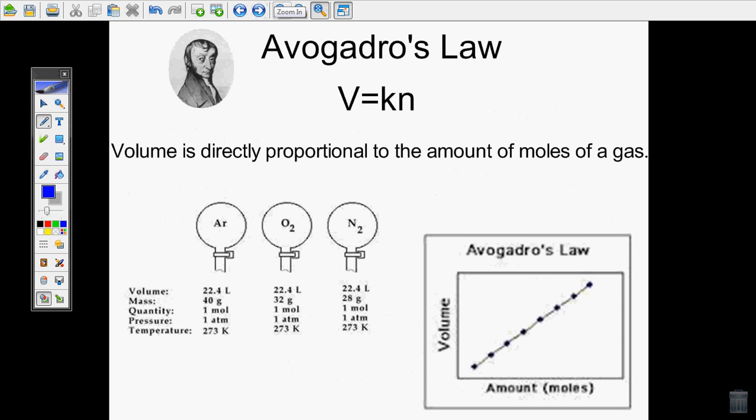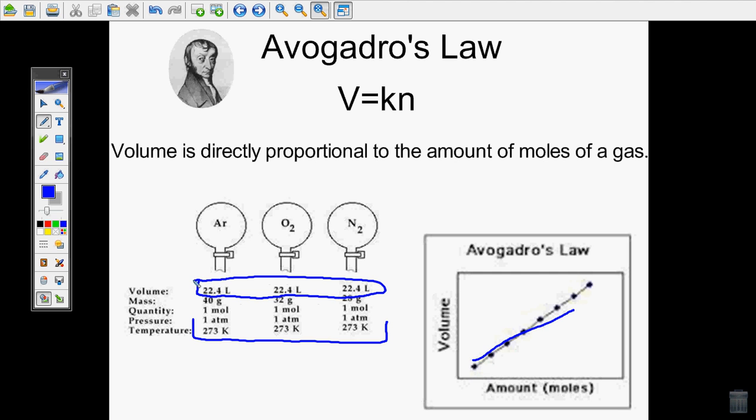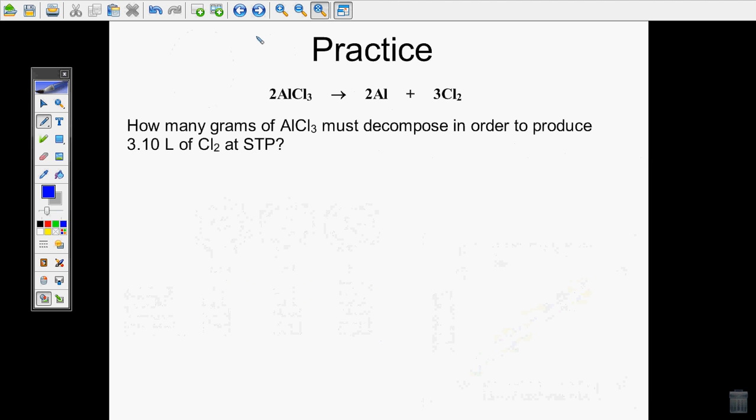Alright, Avogadro's law. So Avogadro's law says that volume is directly proportional to the amount of moles in a gas. So this is what your graph would look like. And basically, if we have the same volume of gas at STP now, so our pressure and our temperature are always 1 atmosphere, 273, it means that 1 mole of gas will always be this volume, 22.4 liters. And we're going to use that for stoichiometry.